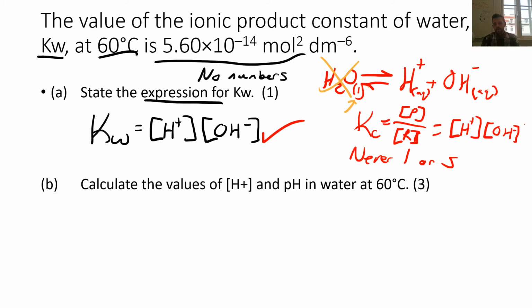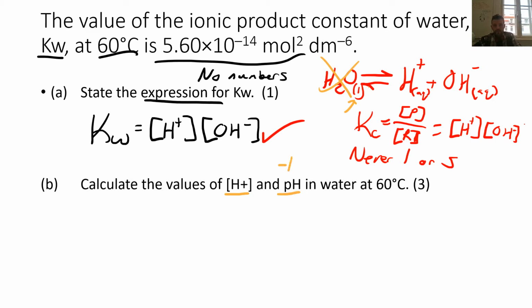So if we were talking for just Kc, we'd get this, but they say Kw because why not be more specific? I don't know why they do this. Doesn't matter. All right, so now calculate the values of H plus and pH.